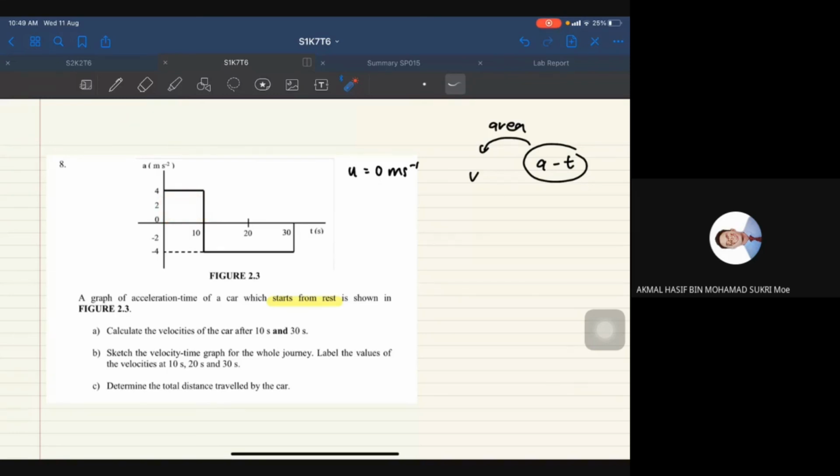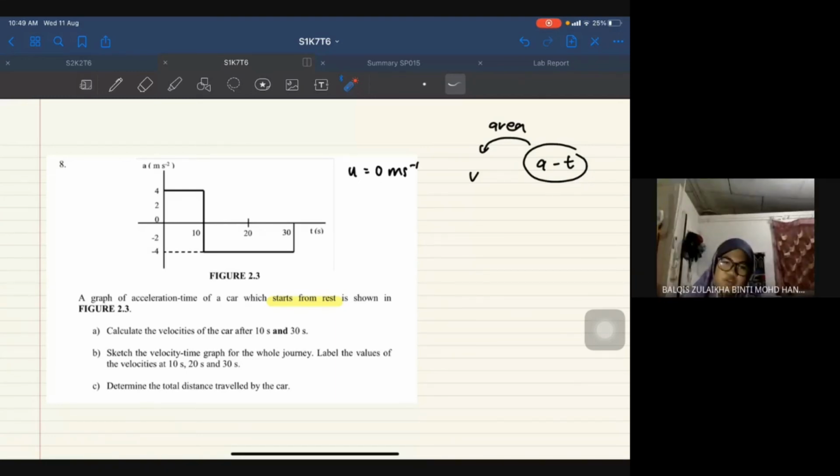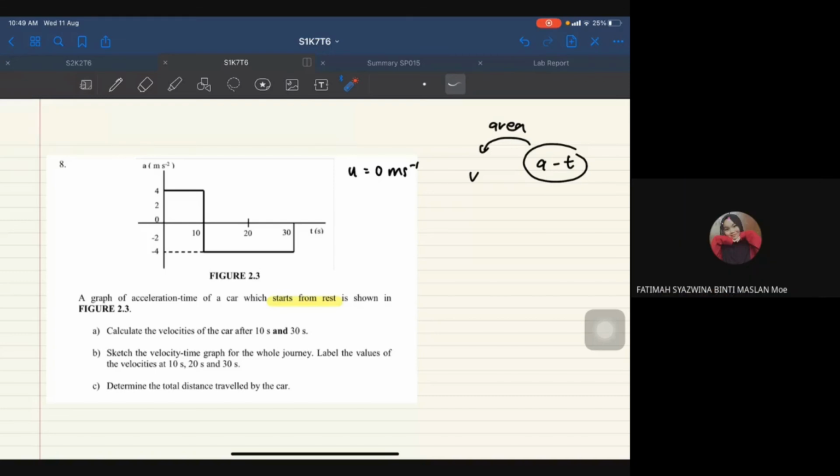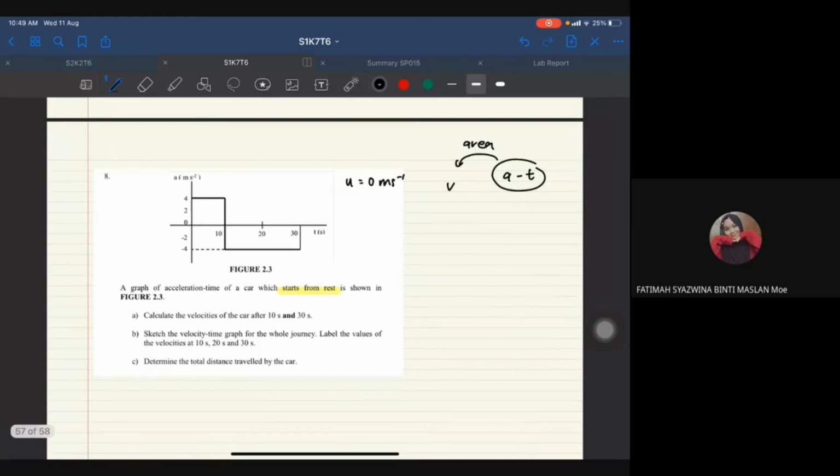Okay, sir. Yang lain okay. So basically kamu ada dua method. You can use V buat tu, you can use the equation tu, tak ada masalah, sama macam yang tadi tu. So saya tunjuk alternatif lah. Saya rasa ramai buat tu kot. So saya tunjuk alternatif dia.